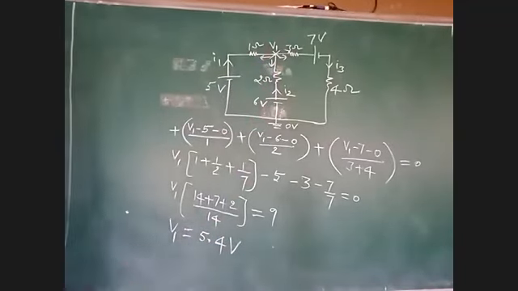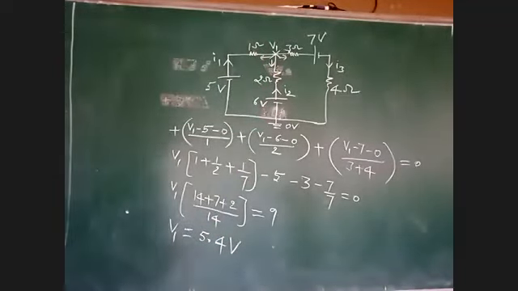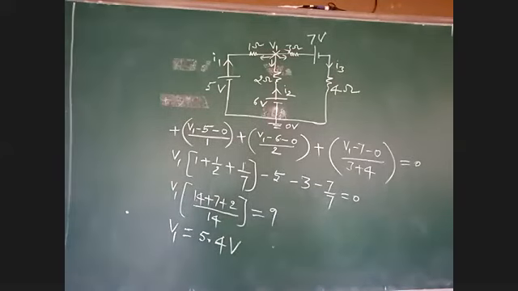We have determined the node voltage by assuming all the currents are leaving from the node point. Now forget about the assumption for determining branch currents. Now we won't consider the assumed currents. We'll consider the actual direction of currents now.